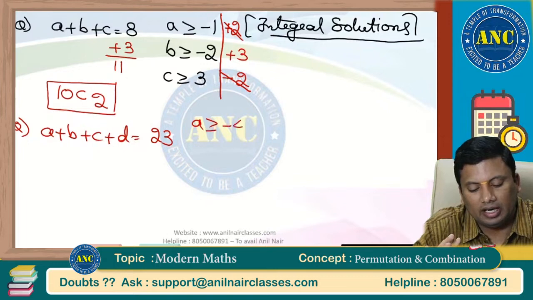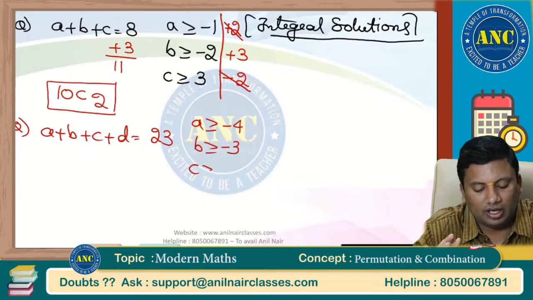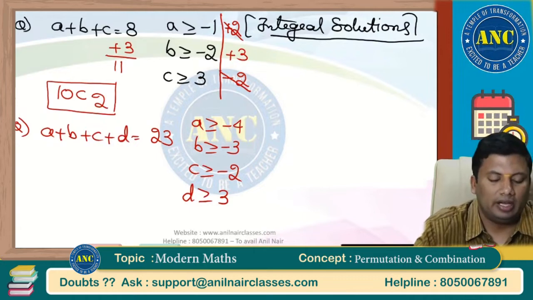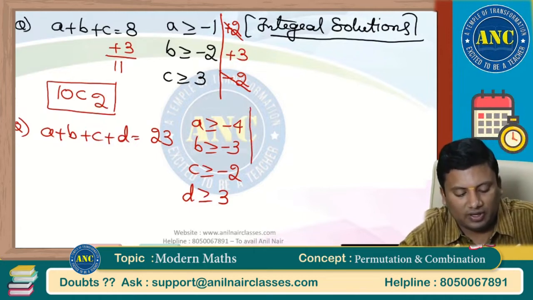The answer is 10C2. Next: a + b + c + d = 23, a ≥ -4, b ≥ -3, c ≥ -2, d ≥ 3. How many integral solutions exist for this equation?